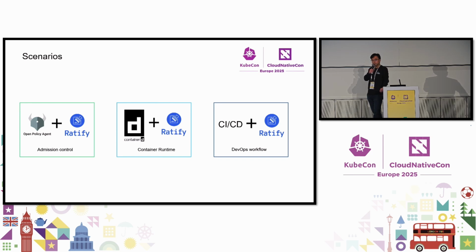The third scenario is to use Ratify in the CI/CD system, so that you can not only validate the signatures, but also enforce policies to validate other supply chain related artifacts such as SBOMs and vulnerability reports.